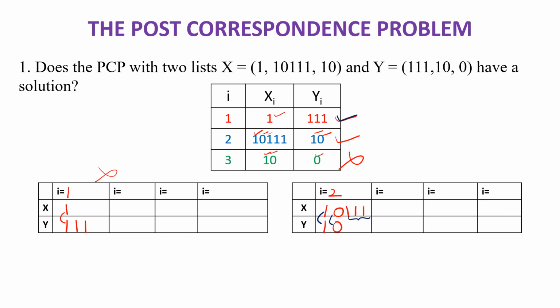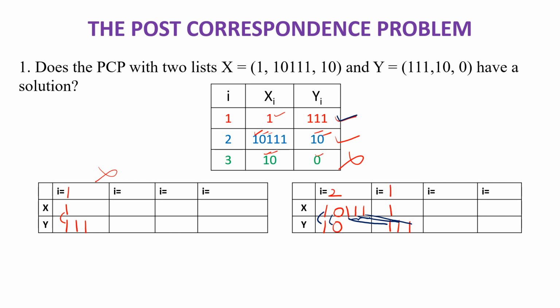So next I'll select i as 1, where x1 is 1 and the corresponding y1 is 111. Now, this one matches with this one, this one matches with this one, this one matches with this one. Now, there is one extra 1 on the upper half, which must be compensated at the lower half. So again, we have to go for the trial and error method until we get a sequence.